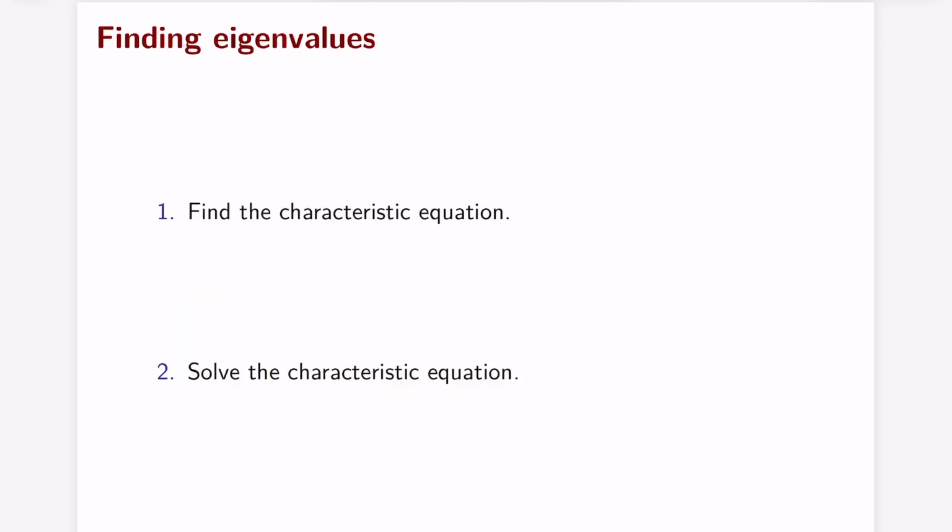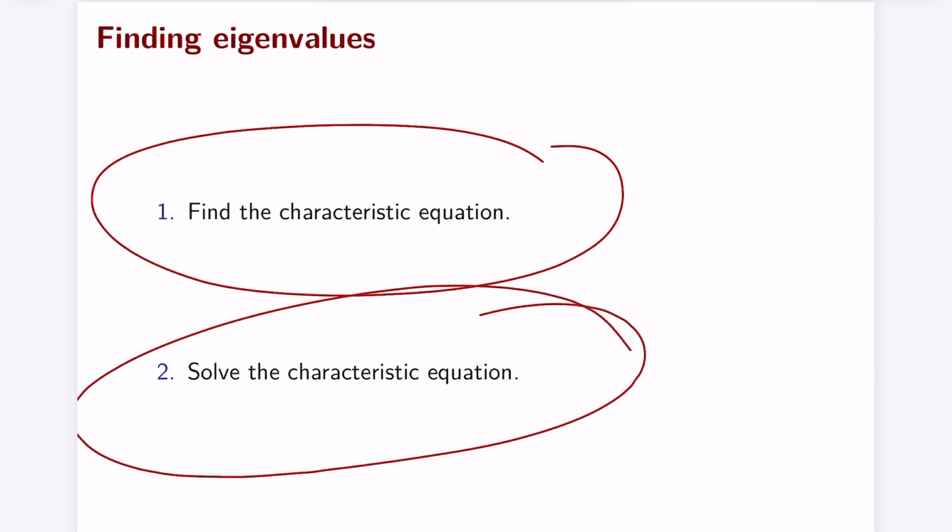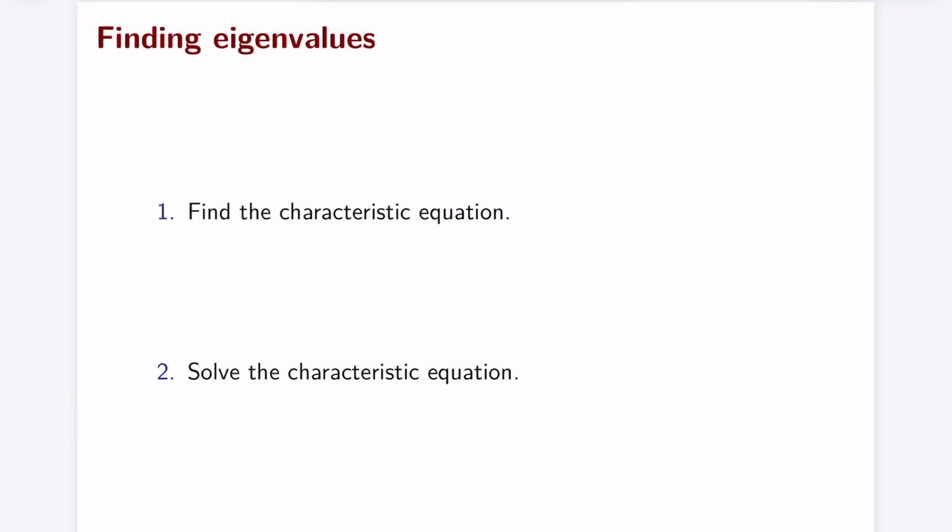So, what's going to be the way then of finding the eigenvalues of a matrix? Well, first, we are going to actually find the characteristic equation. Then once we have this equation, we have to solve it. I mean, find the values of lambda, and those are going to be the eigenvalues.